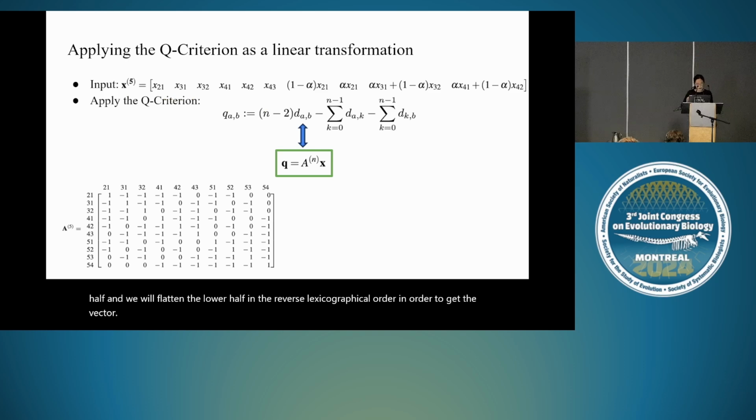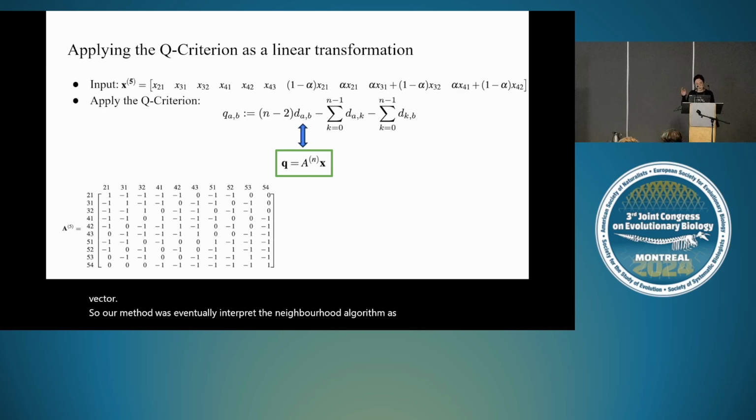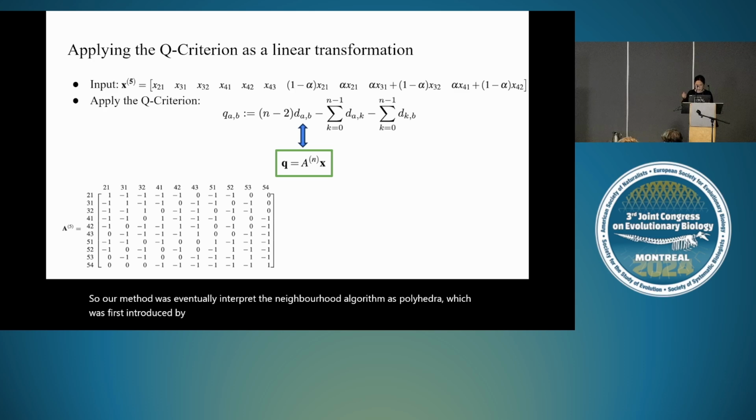So our method wants to eventually interpret the neighbor joining algorithm as polyhedra, which was first introduced by Yoshida and Eichheimer in 2008, and our method will build upon the theory they developed back then. So in order to do that, we know the polyhedra are defined by hyperplanes, and hyperplanes are in turn defined by inequalities. So the goal is to first turn the neighbor joining algorithm into a bunch of linear transformations, so then we get these linear hyperplanes.